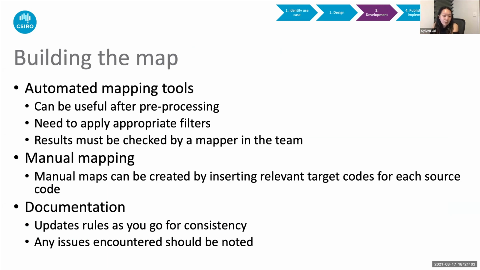And then there's the manual mapping component, which is essentially just a user creating and inserting relevant target codes for each source code. For all of these, documentation is important, and it's important to update your rules as you go for consistency, and also note any issues encountered.